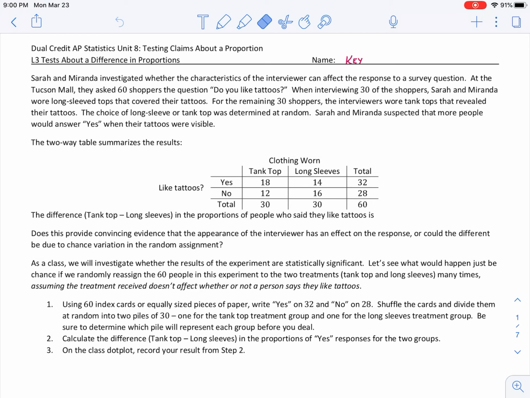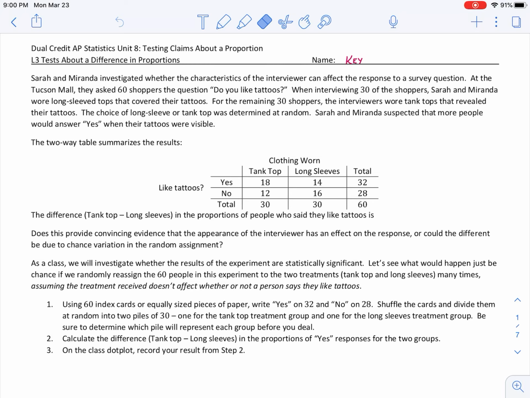When they interviewed 30 of the shoppers, the interviewers wore long sleeve tops that covered their tattoos. For the remaining 30 shoppers, the interviewers wore tank tops that revealed their tattoos. The choice of long sleeve or tank top was determined at random, and Sarah and Miranda suspected that more people would answer yes when the tattoos were visible. They summarized whether people said they like tattoos, but they kept track of what they were wearing at the time.